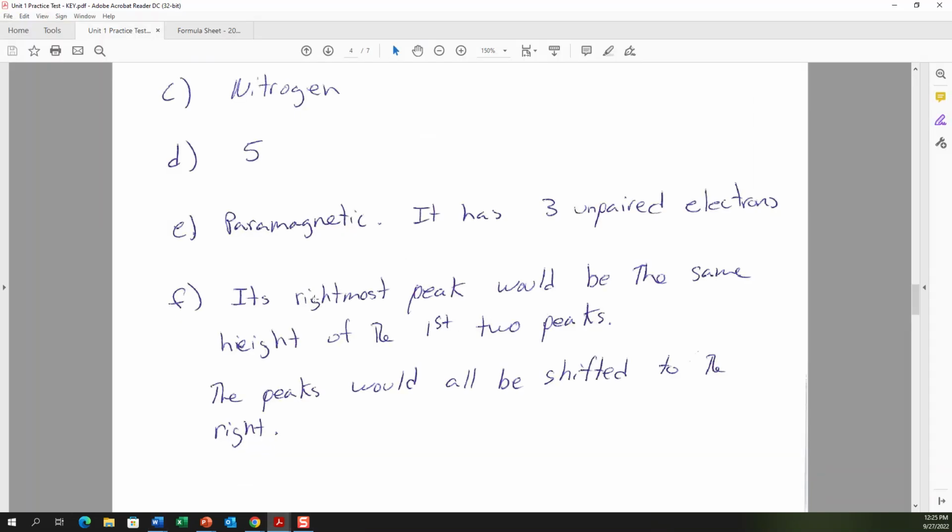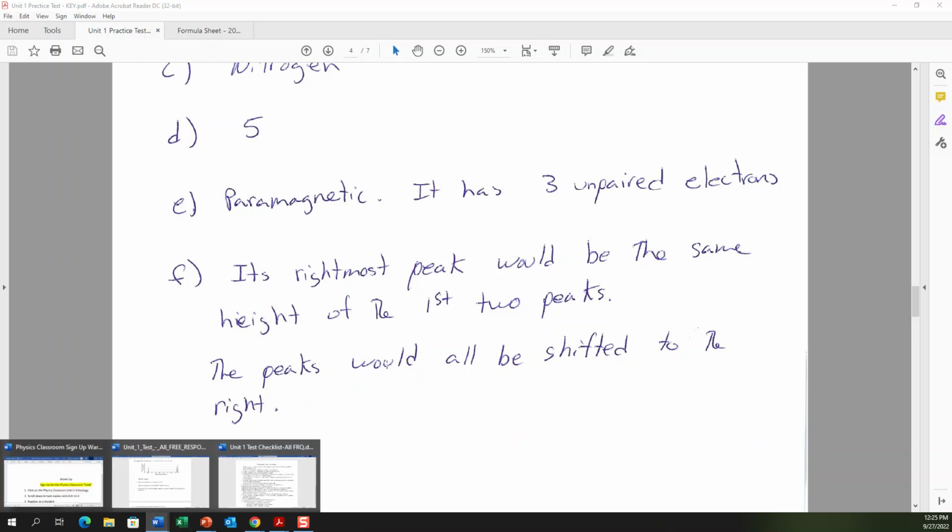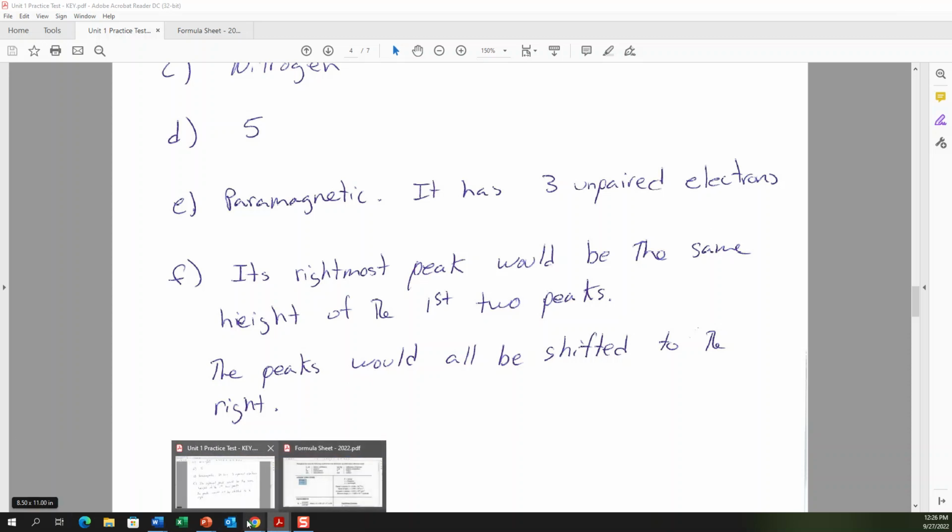All right, so let's see. Its rightmost peak would be the same height as the first 2 peaks. The peaks would all be shifted to the right. There you go. And if you had to explain why, you would say because it has a smaller nuclear charge, and so all of the electrons would not be as tightly bound to the nucleus as the nitrogen atom. Okay.